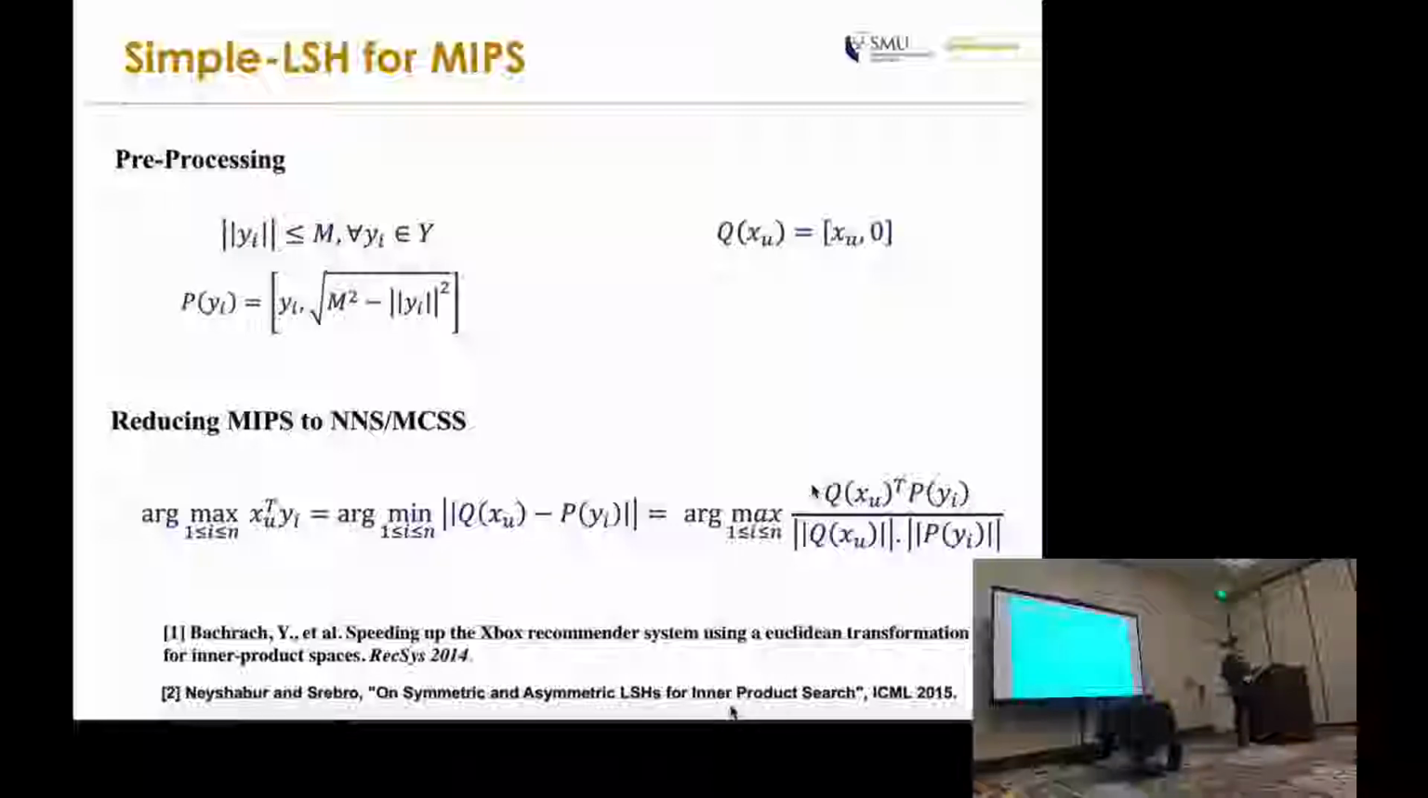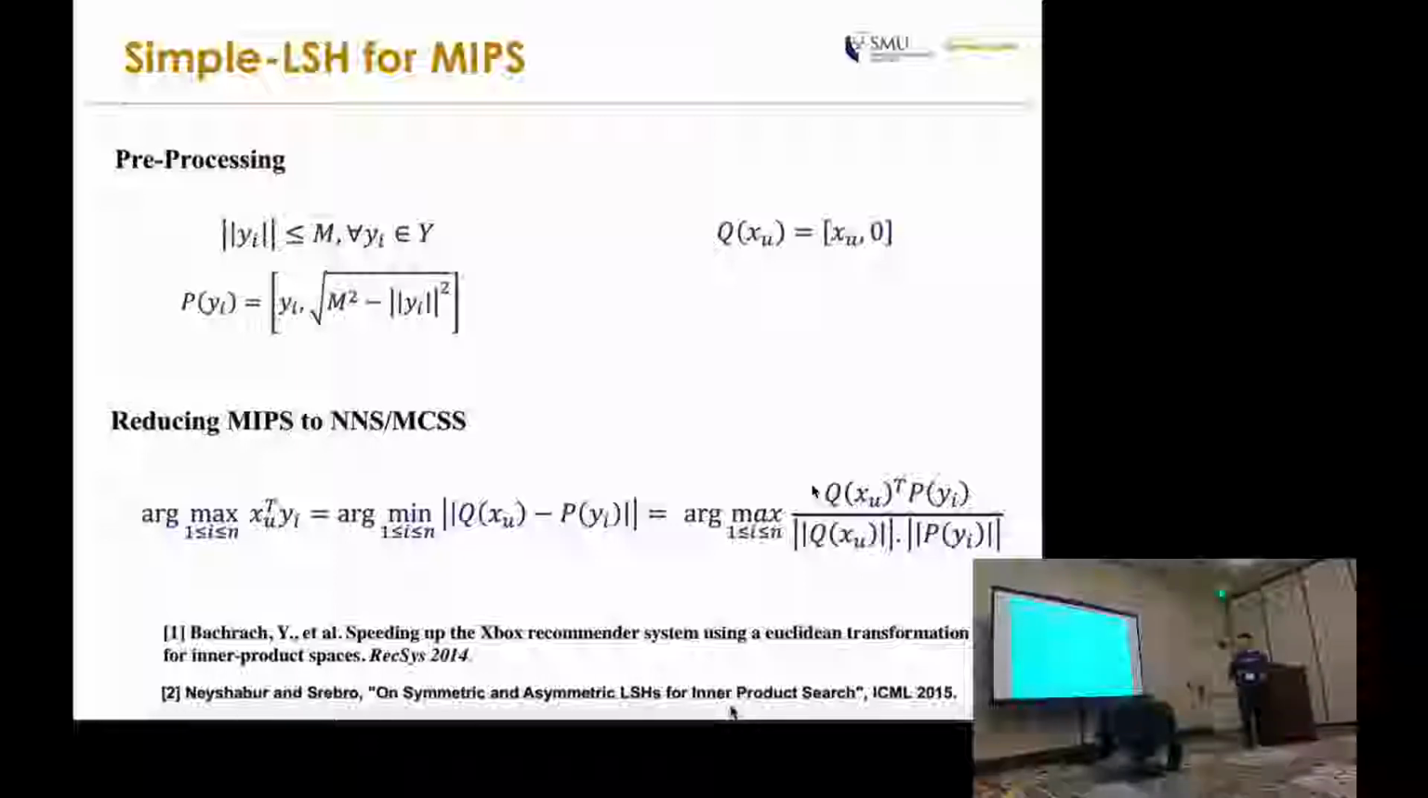So the whole idea of reducing maximum inner product search to nearest neighbor search or cosine similarity search is that you convert the inner product search into a problem that you can solve effectively using existing classic locality sensitive hashing, in this case nearest neighbor search and maximum cosine similarity. So any questions so far for this approach?